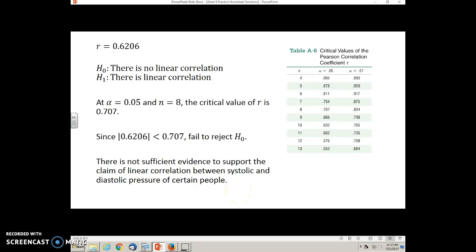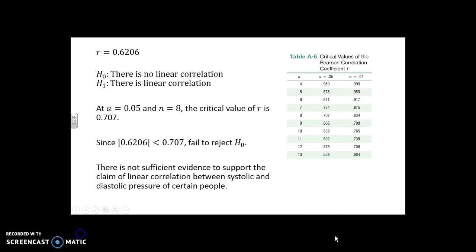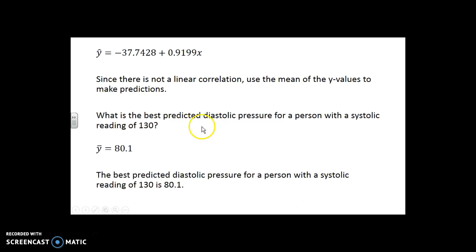So when this happens, we do not use the regression equation to make predictions. We will use simply the mean of the y values. Y hat is negative 37.7428 plus 0.9199x. This is the regression equation.